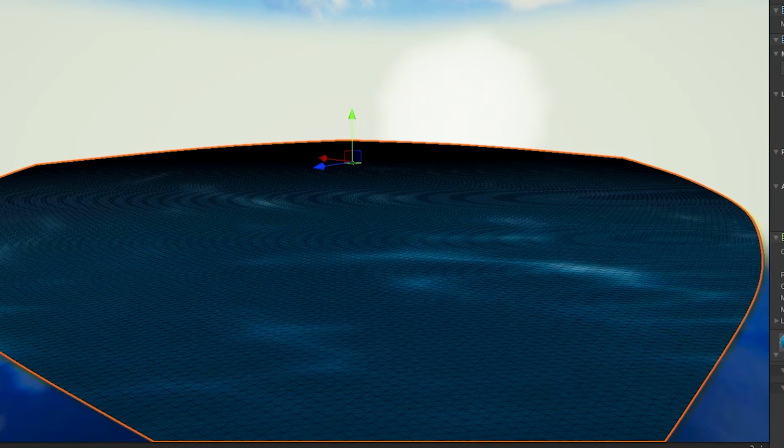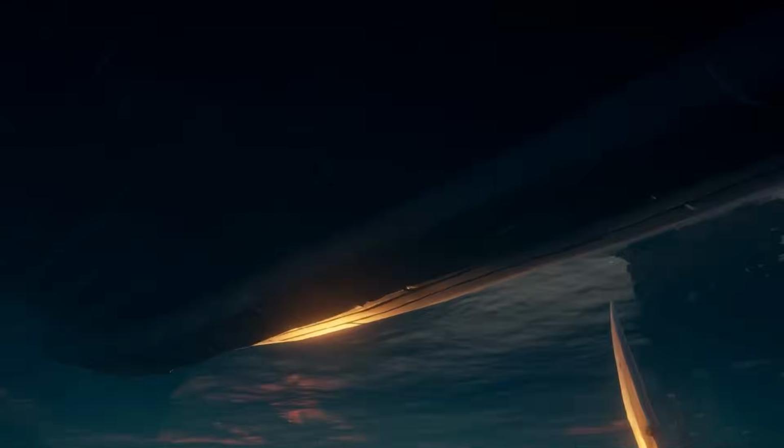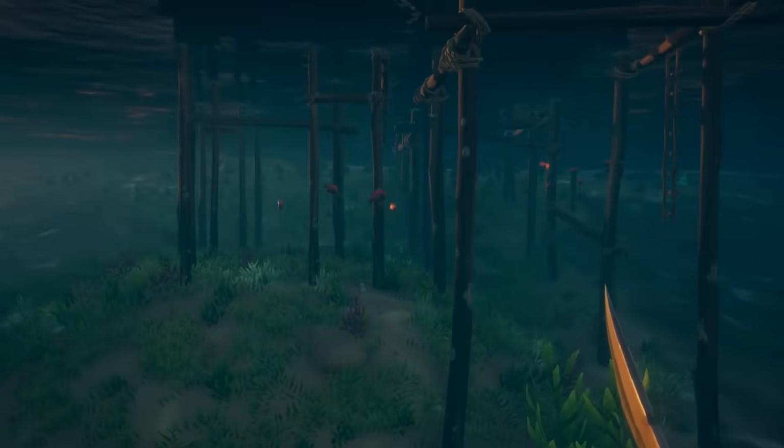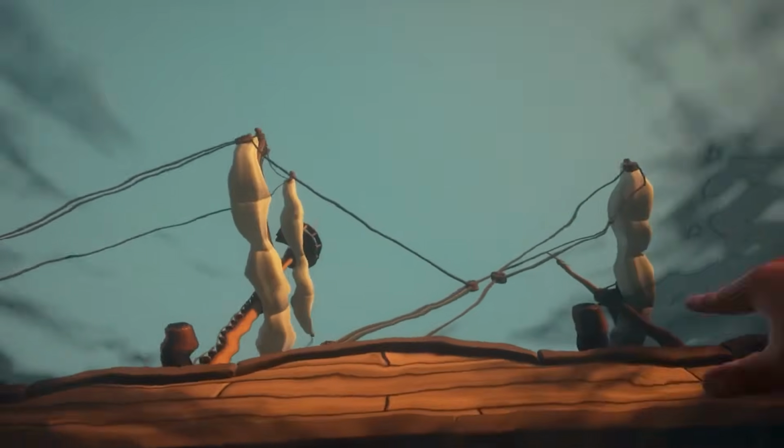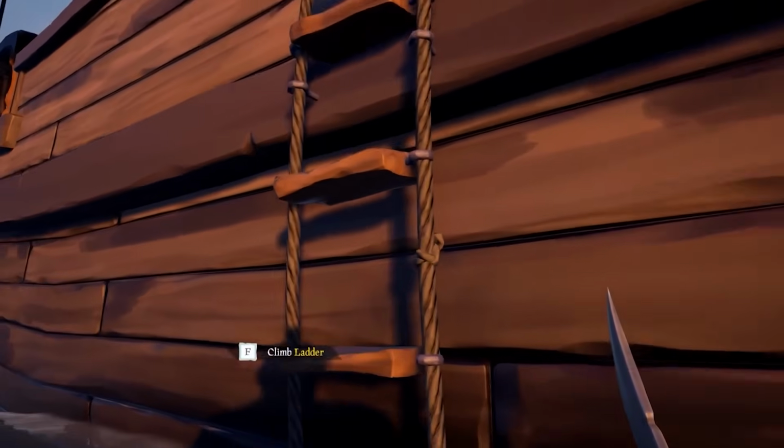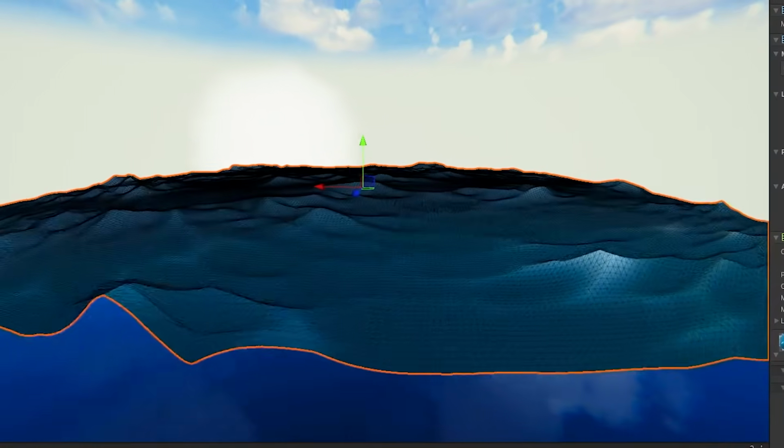Literally every single video game you've ever played uses this trick, especially Sea of Thieves, which has some of the best looking water in any video game ever. All you have to do is apply multiple sine waves on top of each other and use vertex displacement, and voila, you have realistic water.